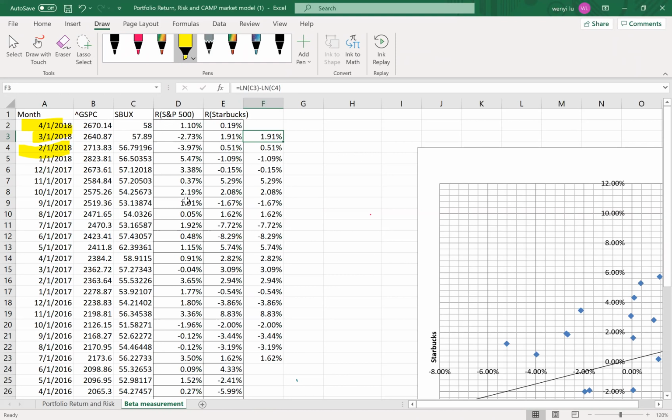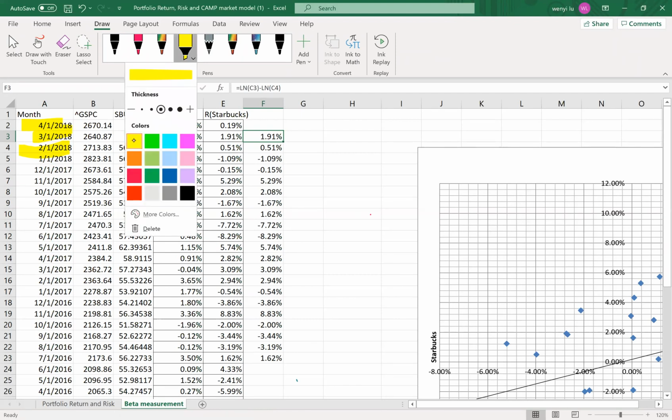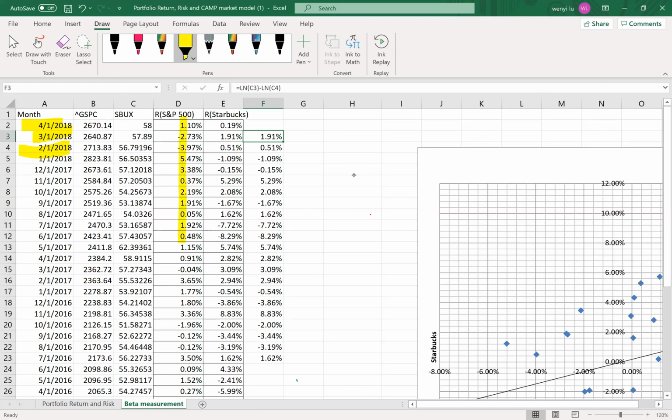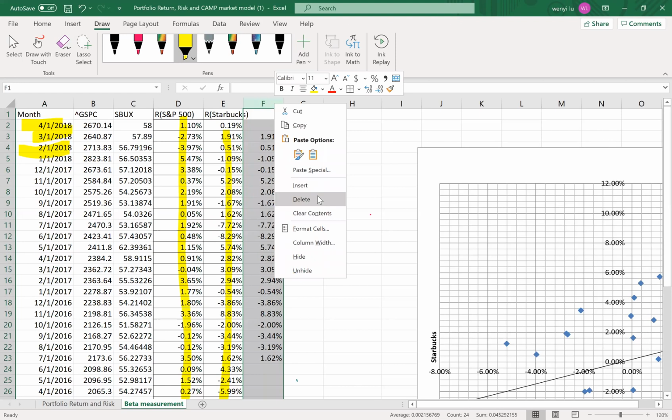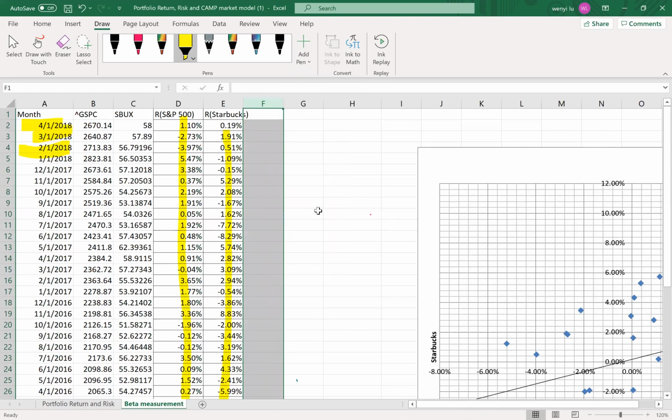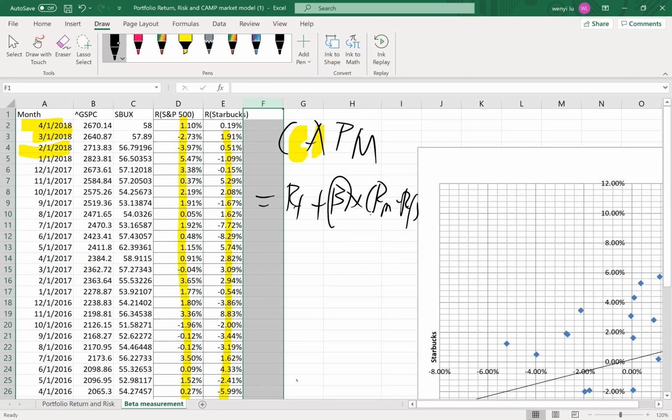Same thing, you can solve return for the S&P 500. That's our market return. You can solve return for every month, and you can see that's where this column comes from. Once you have these two columns ready in your hands, now you can do our beta estimation. What is beta? Beta is the coefficient in our CAPM model: risk-free rate plus beta times RM minus Rf. So beta is our key to using this formula.